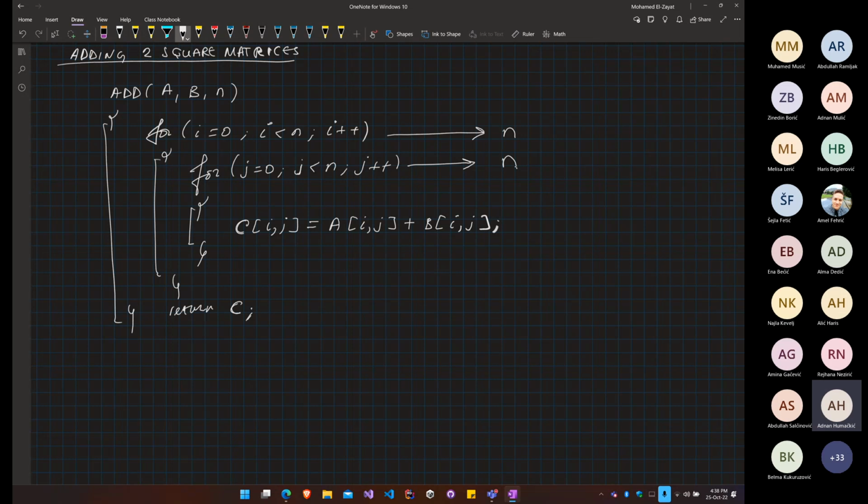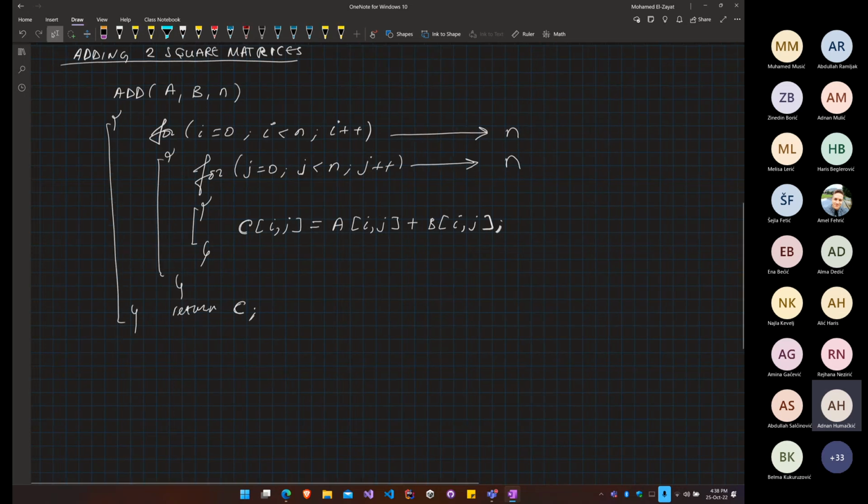N squared. Why? Because every time the first for loop runs, it will run the second one, the nested one, for n amount of times, right? So that's the actual point of it. For every single time this one runs, this one will run n times. And this is why we say n times n.